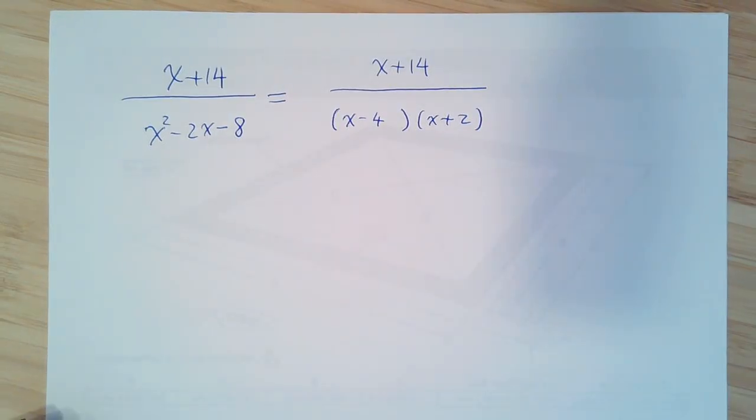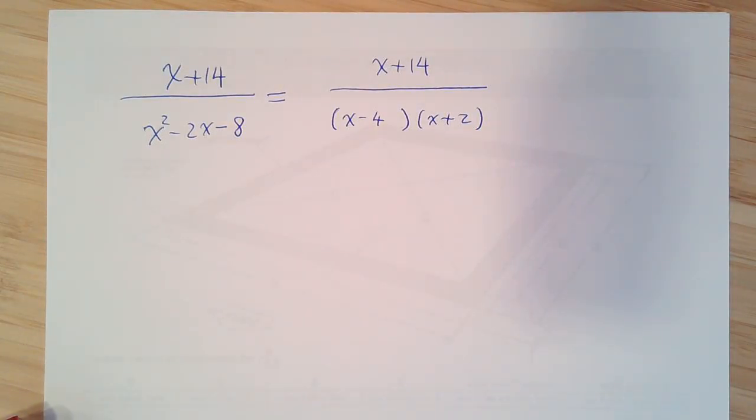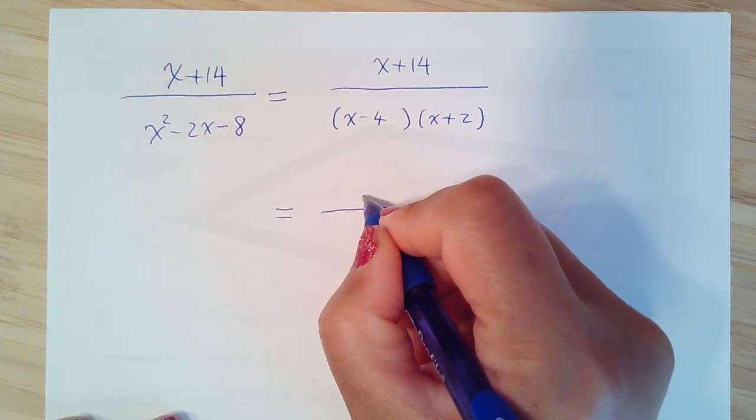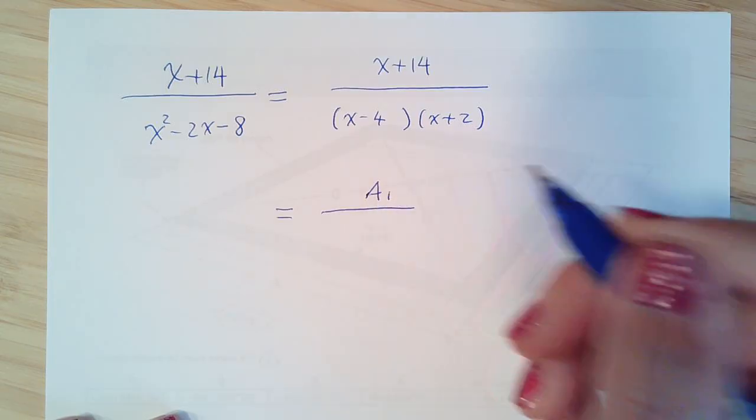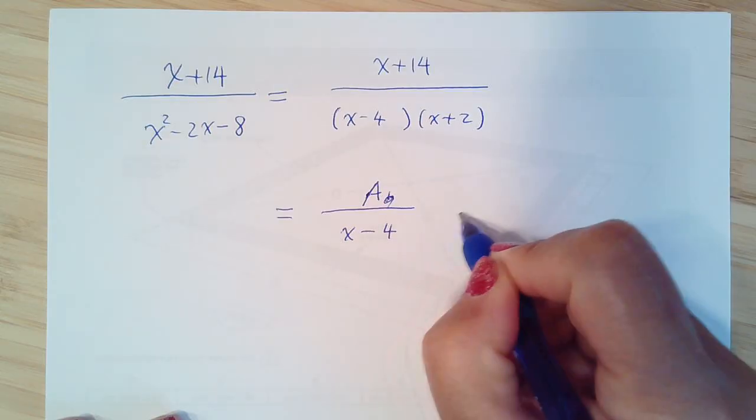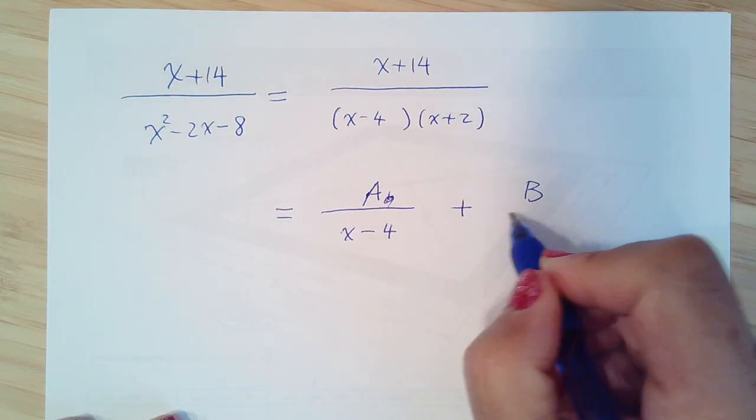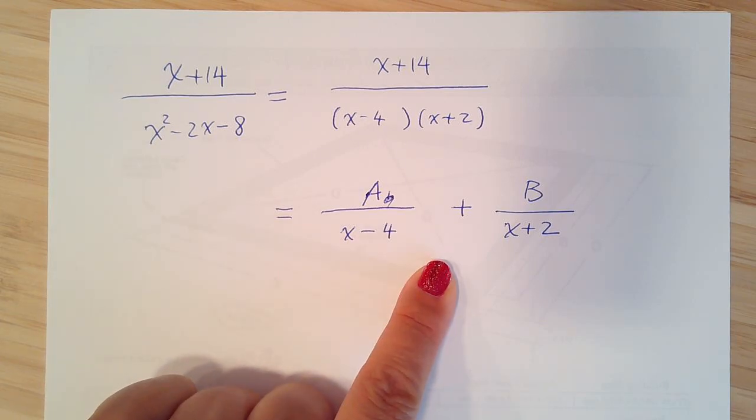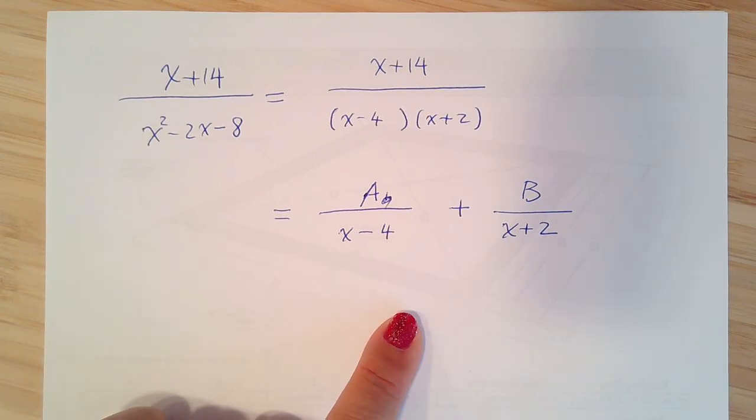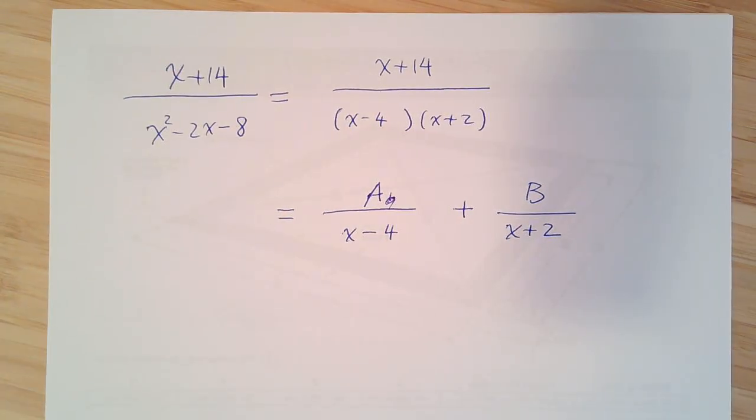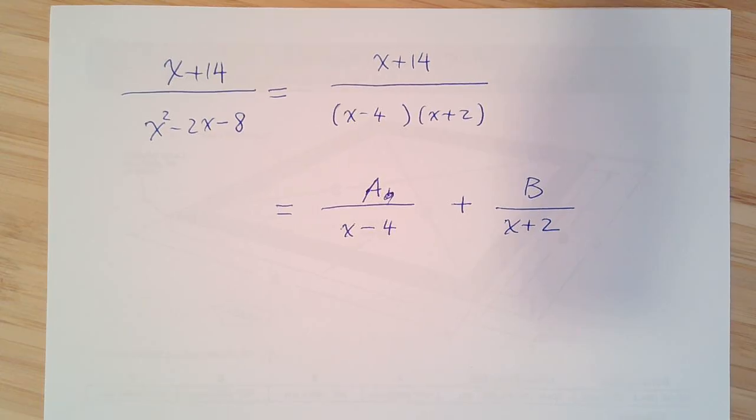This looks exactly like what we just mentioned in rule number 1. Which means I can have A1, or I just call that A because I use different letters, might be easier, over (x minus 4), plus another one, B, over (x plus 2). By rule number 1, I know I can write this into this. It's called a partial fraction decomposition.